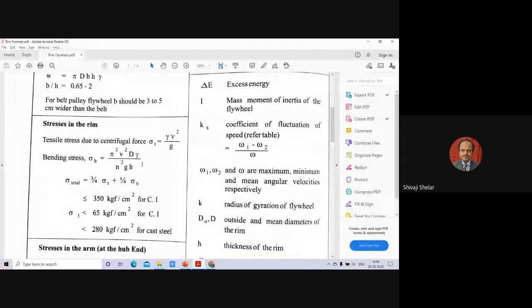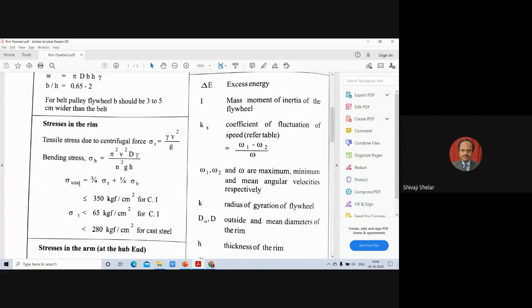So rho v square. Then the resultant of these two stresses, sigma t and sigma b, is equal to sigma total here. The effect of tensile stress is more, so that is 3 by 4 sigma t, and the effect of bending stress is less. So the effect of bending stress is considered as 25%, and the effect of tensile stress is considered as 75%. So this formula is used, and this way you can calculate sigma total here.